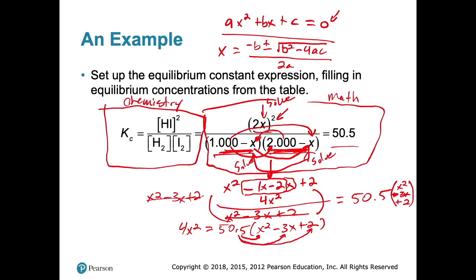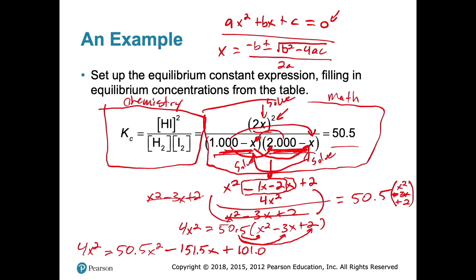So that gives you, I'm going to move over here so I have some room. 4x squared equals, the first one is easy because it's just 50.5 x squared, right? And then minus whatever minus 3 times 50.5 is, which is 151.5x, and then plus whatever 50.5 times 2 is, which is 101. Right? So far, everybody got it? Right? Has everybody got it so far?